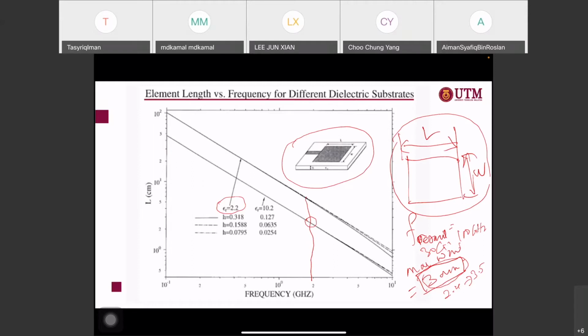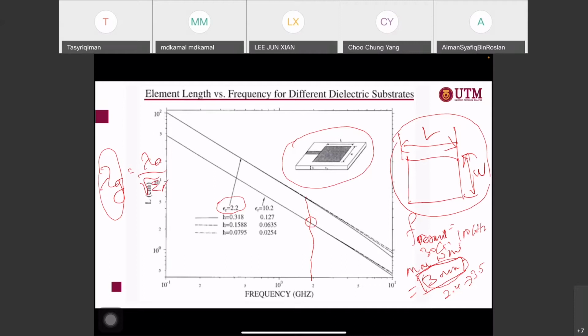Because the guided wavelength here is equal to lambda naught over the square root of epsilon r. So usually we look at your lambda g, which is what happens in your microstrip antenna. So this is the most important thing. You know already that if you want to make your antenna smaller, one method is to increase the substrate permittivity of your material. In this case, if you increase the substrate permittivity, you can find that your L here is getting smaller and your antenna can be compact. So this is one of it.